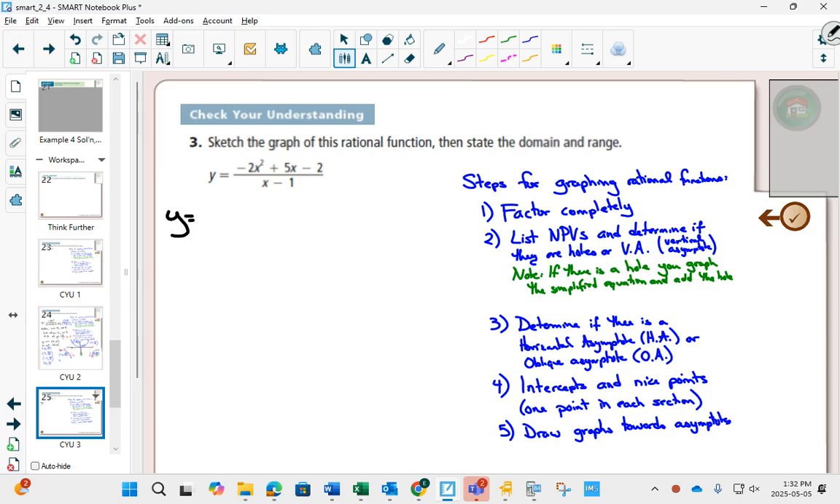Factor completely. For me personally, I always like factoring when the number in front of the x squared is positive. You don't have to do this when it's positive. But if it's negative right now in front of that x squared, I can factor out that negative and then see if I can factor anything else.